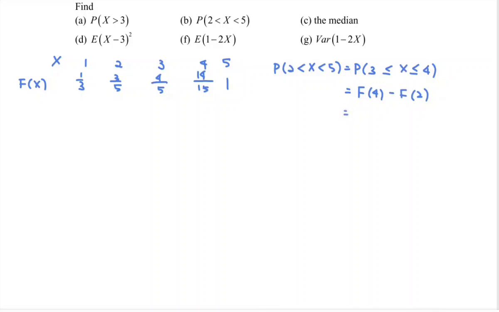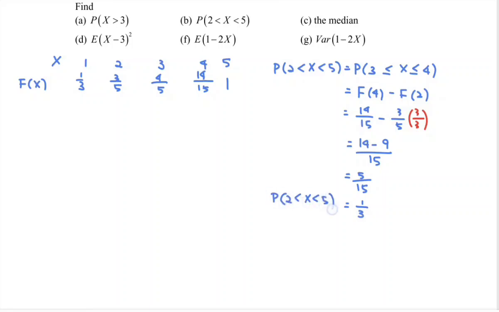So here we will have 14 over 15 minus F2, which is 3 over 5. Kindly equate the denominator. We have to multiply the 3 for both sides. Then we will have 14 minus 9 over 15. If we simplify, 14 minus 9, we will have 5 over 15, and simplifying, we will have 1 over 3. Probability that x greater than 2, less than 5, is 1 over 3.